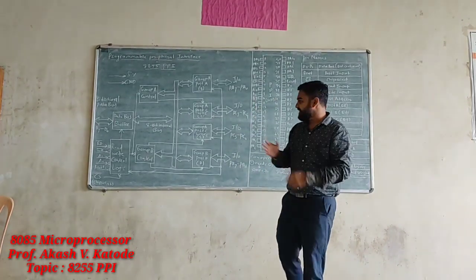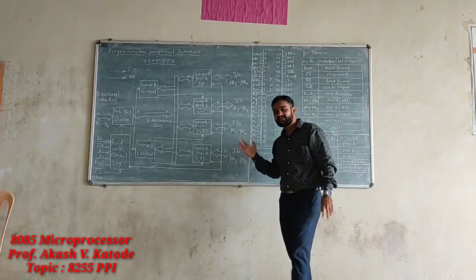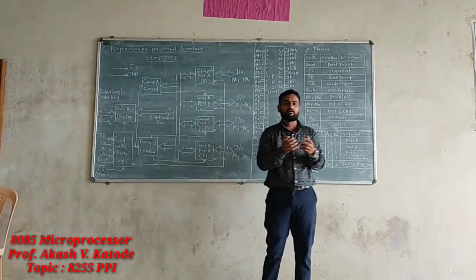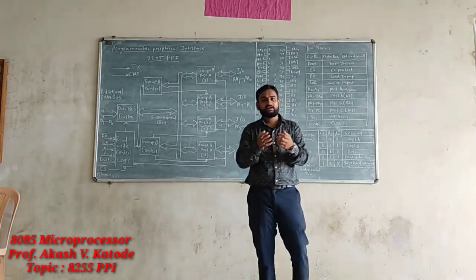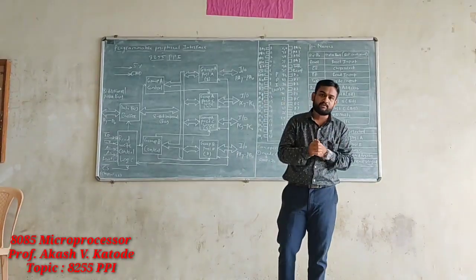So now in this lecture we are going to start a discussion with a new point. Before starting this point, we have to learn some basics. As we know, a microprocessor supports only 40 pins. So we only have 40 pins.